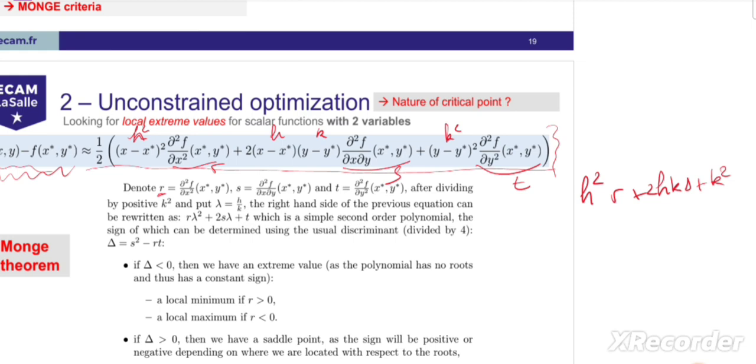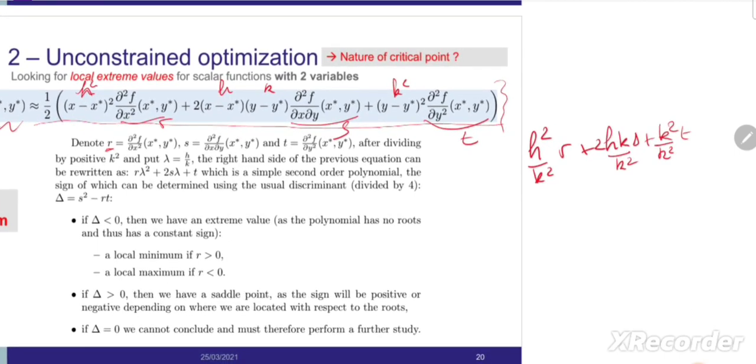Let's divide by k square, because if I want the sign of this expression, dividing by a positive value is going to give the same sign. And so now I've got something looking like, sorry, k squared T, I forgot the T. If I put that this is lambda squared, that's then hk over k squared, that's h over k, that's going to be lambda, and that's going to be 1. So I really have lambda squared R plus 2 S lambda plus T.